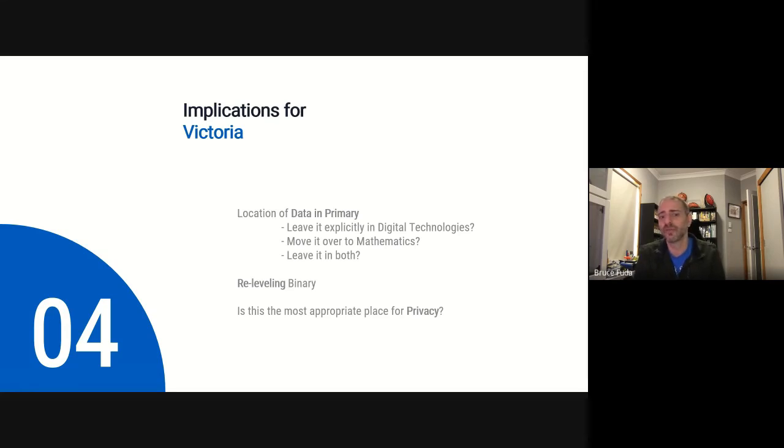tightly woven with data, and you already have a data and information strand in Victoria, the question really is, where should privacy live? Because there's a really strong argument that putting it in with data means that as you're talking about things like acquisition and filtering and identifying what data is going to answer your problem, you can have those privacy discussions. But privacy is also very tightly coupled to security. So, there are big questions, I think, about where the best place for these privacy content descriptions is in Victoria.